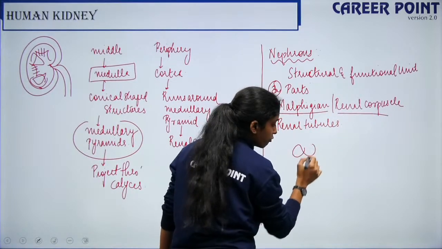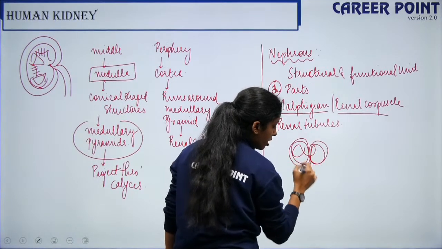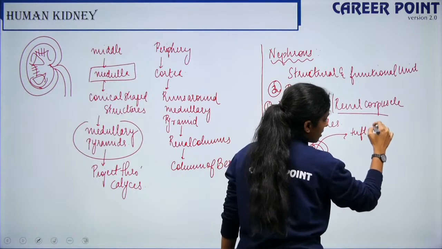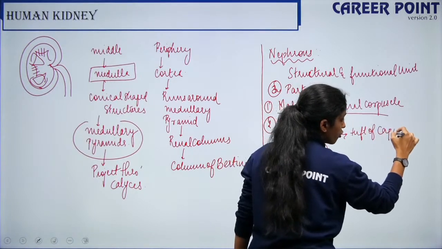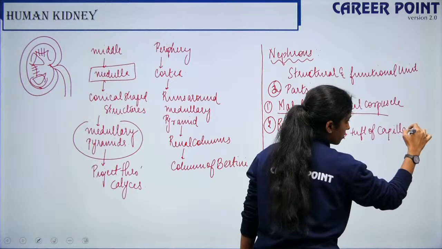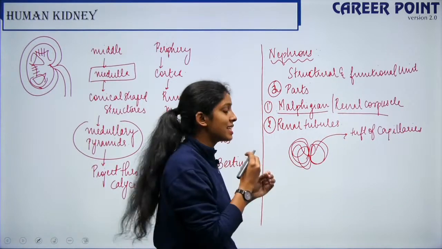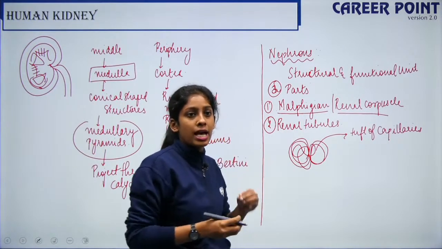You have a tuft of capillaries. Capillaries are smaller branches of your blood vessels, right? So a tuft of capillaries means a network of capillaries.